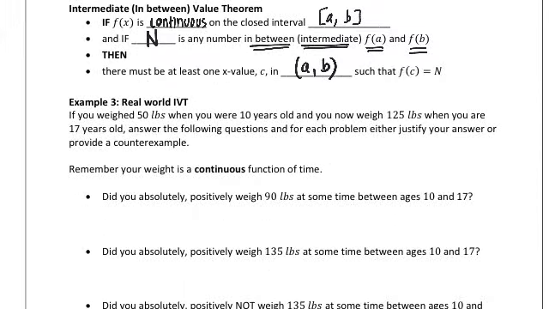but let me break this down to a very simple real-world example. If you weighed 50 pounds when you were 10 years old, and now you weigh 125 pounds when you are 17 years old, let's answer the following questions and let's justify our answer or provide a counterexample. Remember the whole time that your weight is a continuous function of time, right?